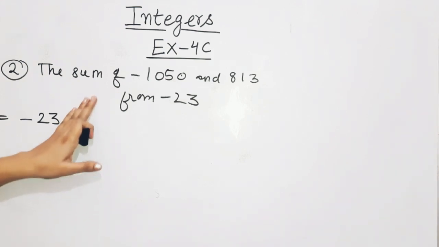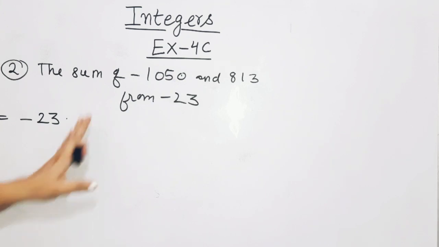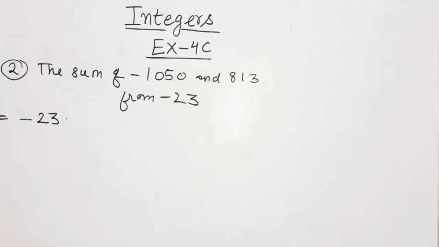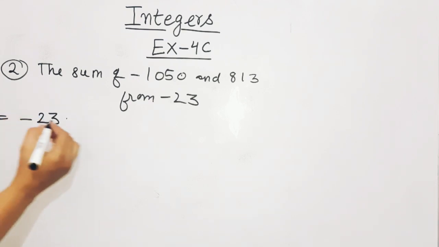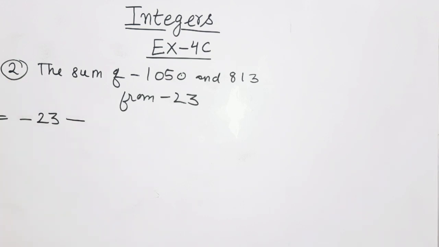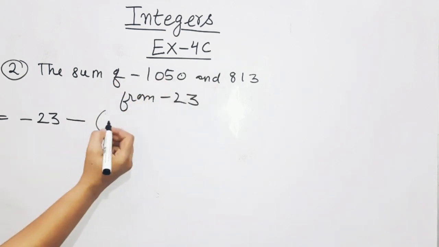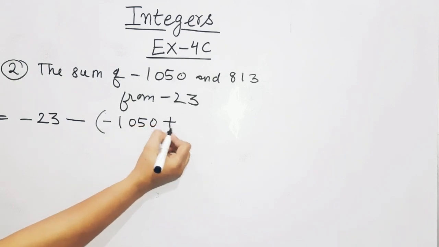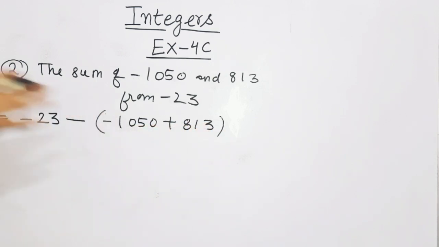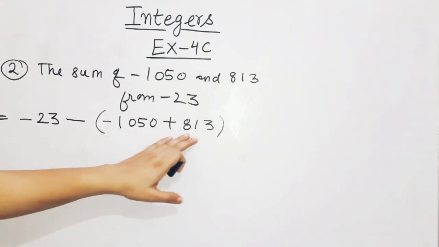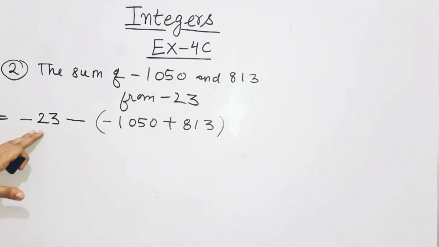नहीं, यहाँ पे आपका प्लस नहीं आएगा, लिखा है subtract the sum of minus 1050 and 813 from minus 23. यानी हमें क्या करना है? subtract करना है. अगर add लिखा होता तो यहाँ पे प्लस आता, पर subtract है तो यहाँ पे क्या आएगा? माइनस आएगा. तो अब किसका सम सब्ट्रैक्ट करना है? इन दोनों का. So minus 1050 plus 813. This is going to come in the bracket because as per the question, sum of these two is to be subtracted from minus 23.